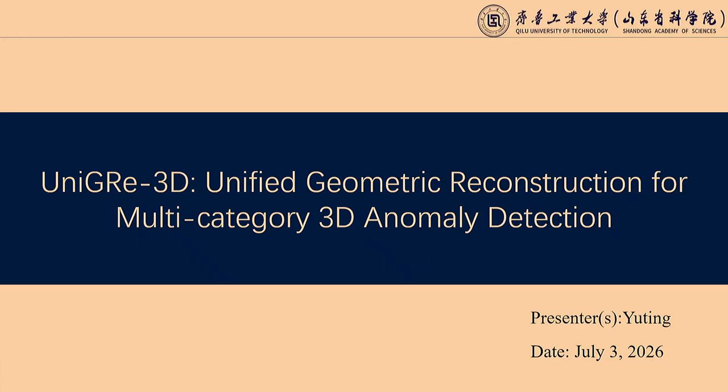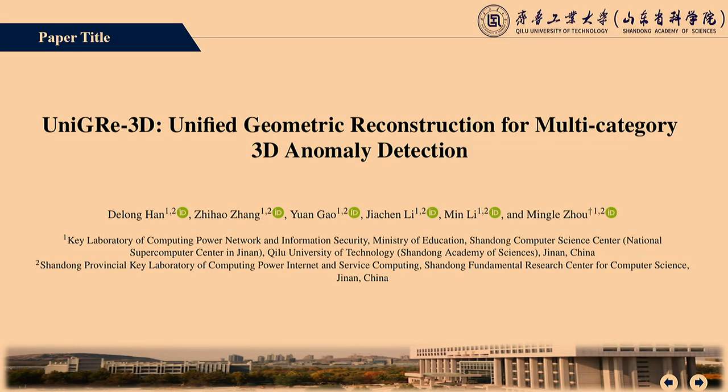Hello everyone, today I will present the paper UniGRe-3D, Unified Geometric Reconstruction for Multi-Category 3D Anomaly Detection. This work mainly focuses on 3D point cloud anomaly detection in industry scenarios. The goal is to use unified models to perform anomaly detection and anomaly localization across multiple product categories.